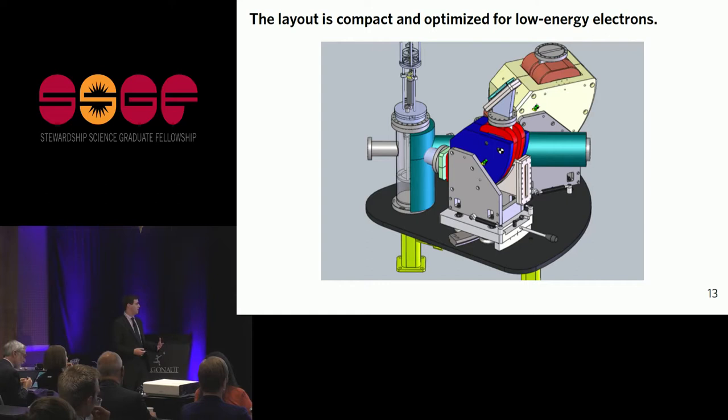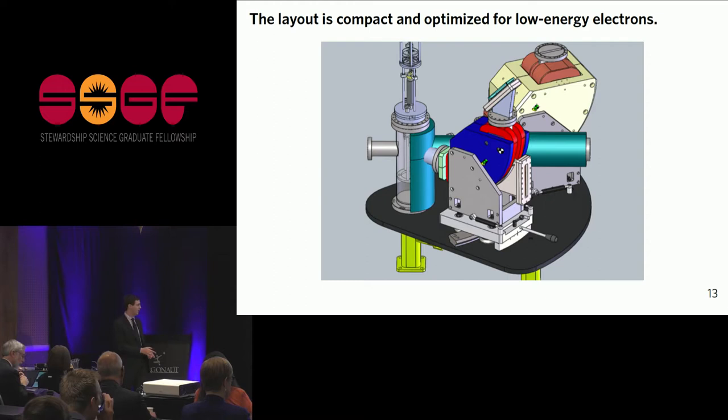So this is what the layout looks like. Electrons come in here. We have a target ladder apparatus, a movable spectrometer arm, and the focal plane detector comes up here. And we can just push the spectrometer to different angles and check them all out.